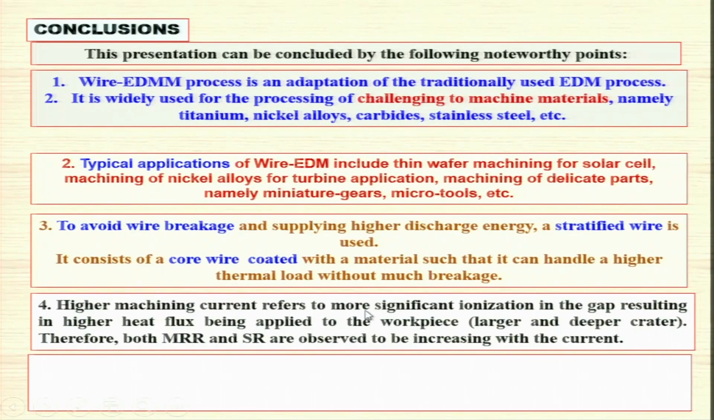Higher machining current refers to more significant ionization in the gap, resulting in higher heat flux being supplied to the workpiece. Larger and deeper craters are obtained, therefore both MRR increases and surface roughness value also increases.